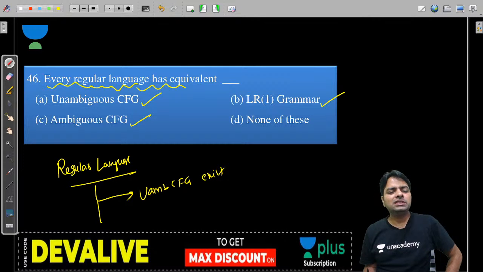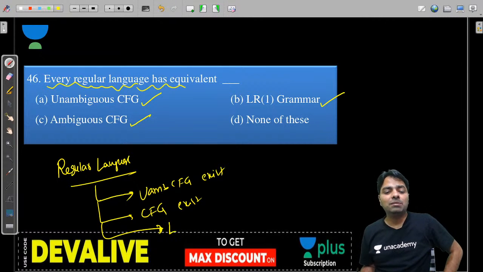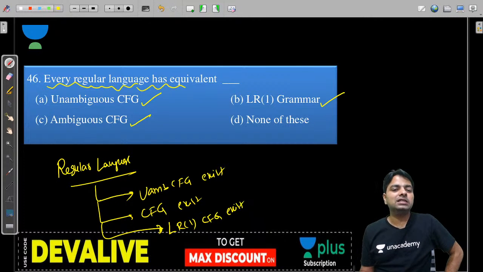It means a CFG definitely exists for every CFL, and it is inside the DCFLs. For DCFLs we already have LR1 grammars, so we can say an LR1 CFG also exists. Yeah, this A is also MSQ, guys. MSQ.